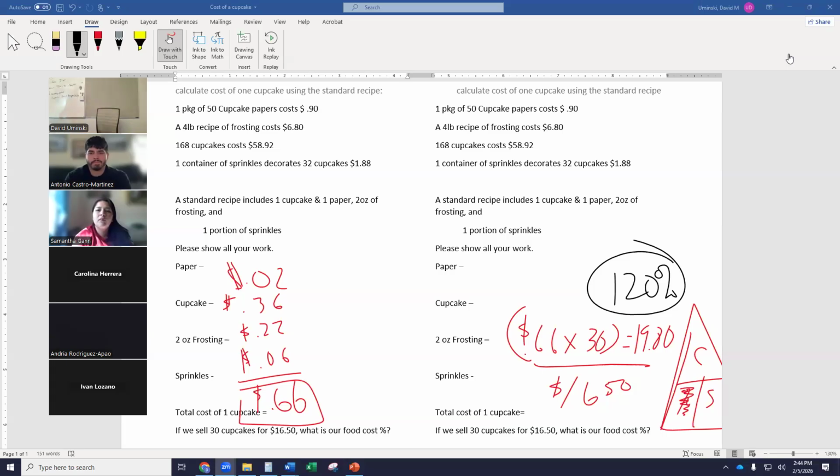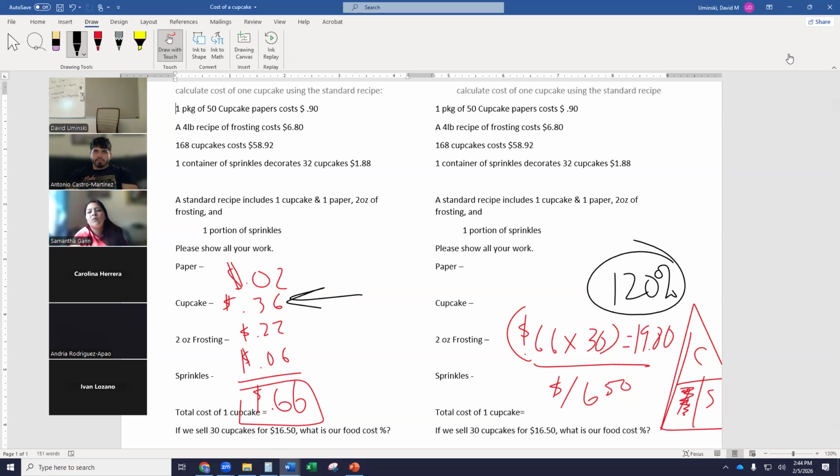All right, so the answers are up on the board. If you want to take a look and check your own work. So we've got 66 cents for the cupcakes. Remember, this one we had to round up to 36 cents, right? Because it was 0.35 and some other numbers.